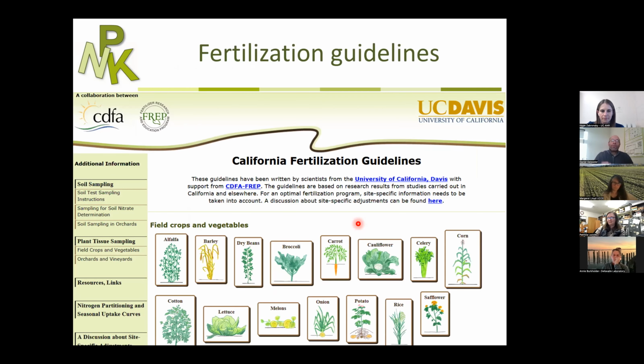So now, where can you find information on how much to add and what these low and high values are? For a few years, we have developed and maintained the California fertilization guidelines, where we summarized the available literature, mainly from California, and complemented it with literature from other parts of the United States or the world with similar conditions, and put them online in the California fertilization guidelines.